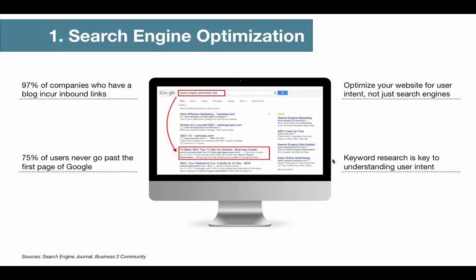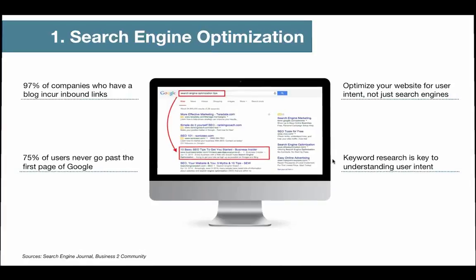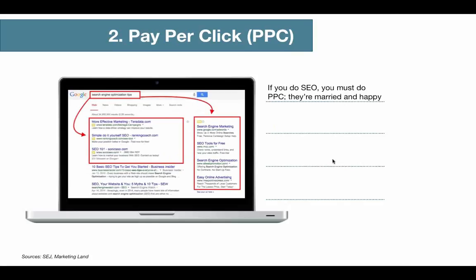The next part is pay-per-click. So PPC and SEO, in my opinion, and I guess industry opinion, is that they're married and they're extremely happy. And so if you're doing SEO, you want to do PPC. The keyword research you implement with SEO is going to help you from a PPC stance as well, because as you understand search intent, you're going to understand what are the keywords that I need to bid on.